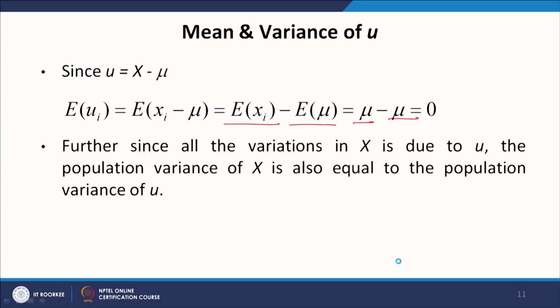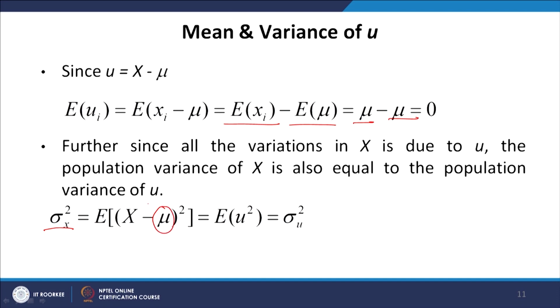Then we talk further: since all the variation in x is due to u, the population variance of x is also equal to the population variance of u. What I am trying to say is that the population variance of x is the expected value of x minus mu, squared. Mu does not have any variation in it, so the variation in mu is 0. So, what I am left with is that this is replaced with u, so the expected value of u squared, and that is equal to sigma u squared.